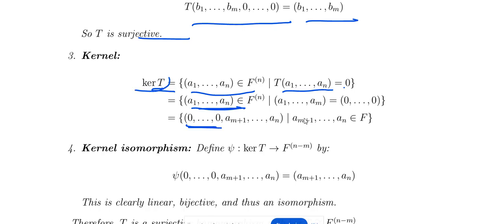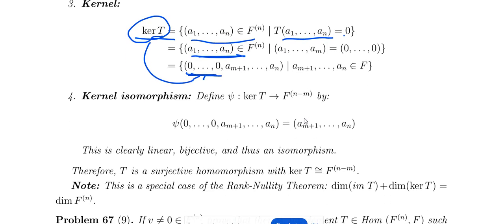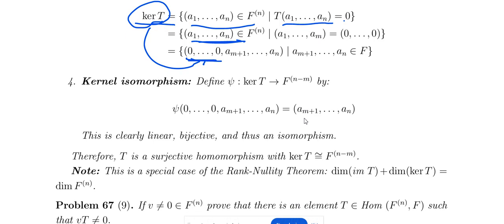ஓகே, அப்படின்னா இந்த கர்னல் டீன்றது அவுட் டிஃபைன்னா லைக் திஸ் டிஃபைன் பண்ணலாம் அண்டர் திஸ் கண்டிஷன். So this is the kernel, homomorphism psi from kernel t to f power n minus m. அப்படின்னா psi of this element go to a(m+1), a(m+2), ..., an because of this the f power n minus m ன்றதுனால. So this is the linear bijective. So therefore this is the isomorphism. This is a surjective, t is a surjective homomorphism. So with kernel t is isomorphic to f power n minus m.